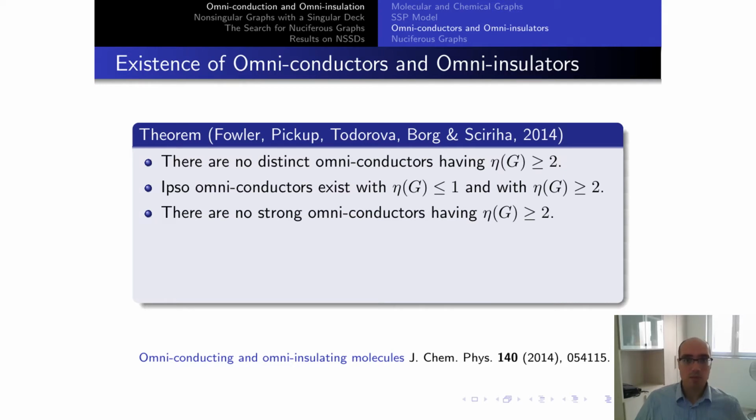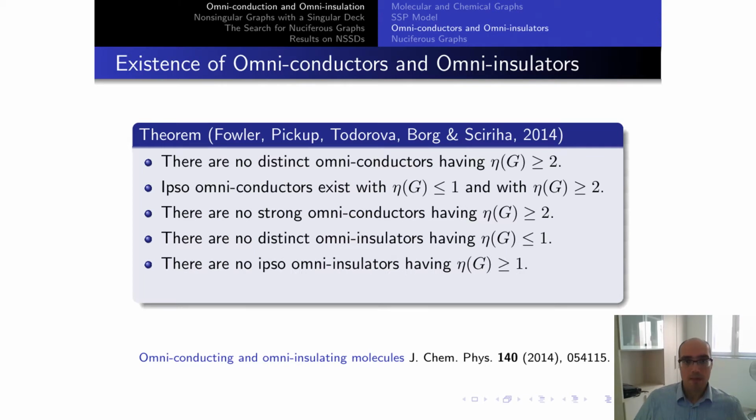Strong omniconductors then, by the previous two results, can have only nullity at least 2. Now what about the insulators? There are no distinct omni-insulators having nullity at most 1. There are no ipso omni-insulators having nullity 1 or more. So this is telling us that ipso omni-insulators exist only when the nullity is 0. And finally, if we combine the previous two results, we have the pretty useful result that strong omni-insulators do not exist.